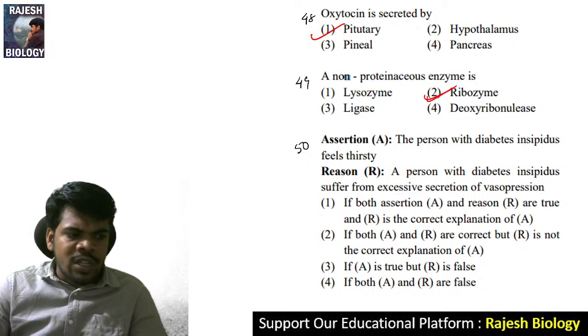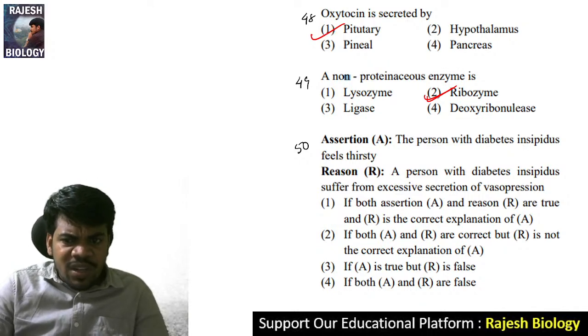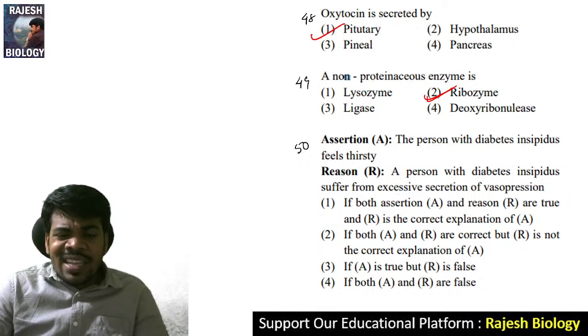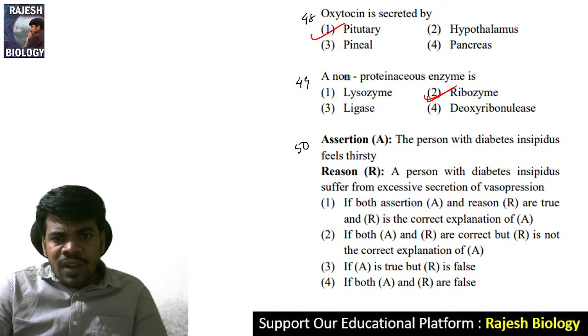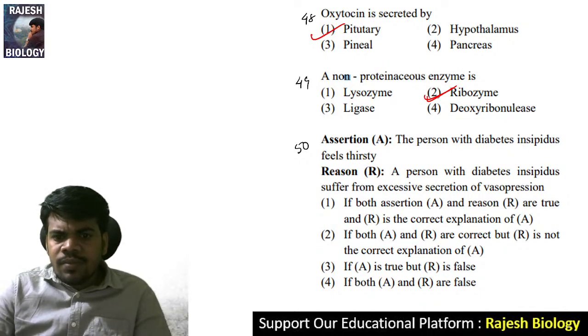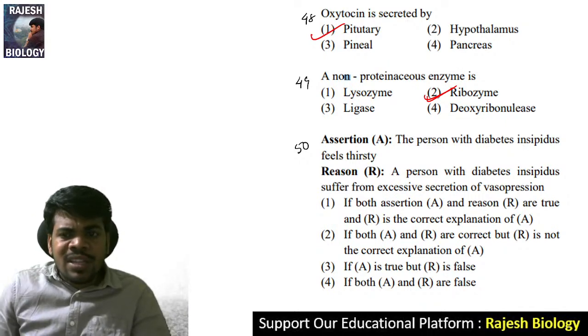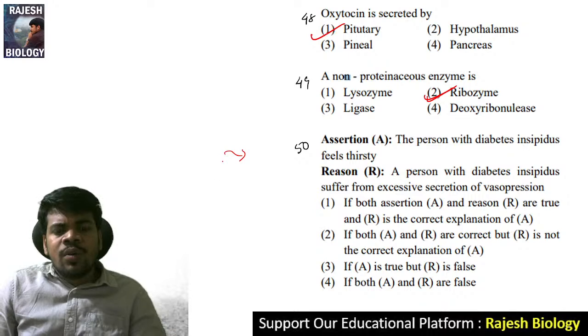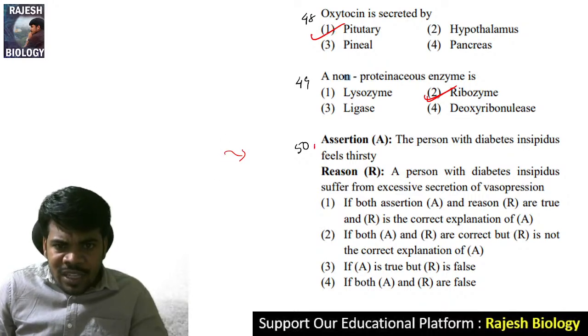Now I'm going to read this question. The person with diabetes insipidus feels thirsty. Correct. Because diabetes insipidus is a result of what? If there is no ADH, more water is going to be released out. So he feels thirsty. Assertion is correct.